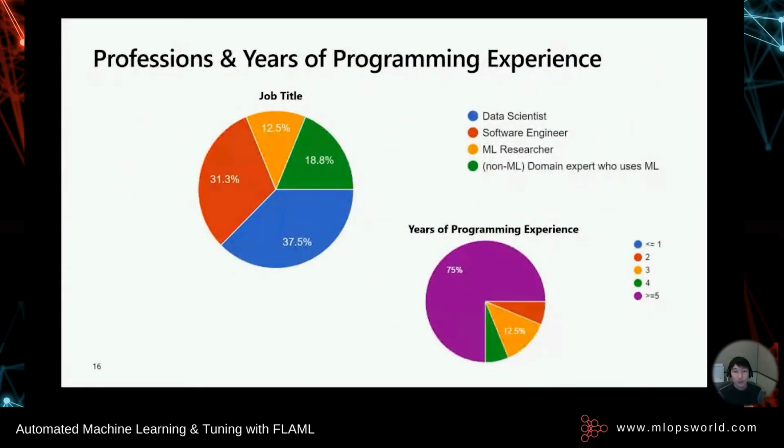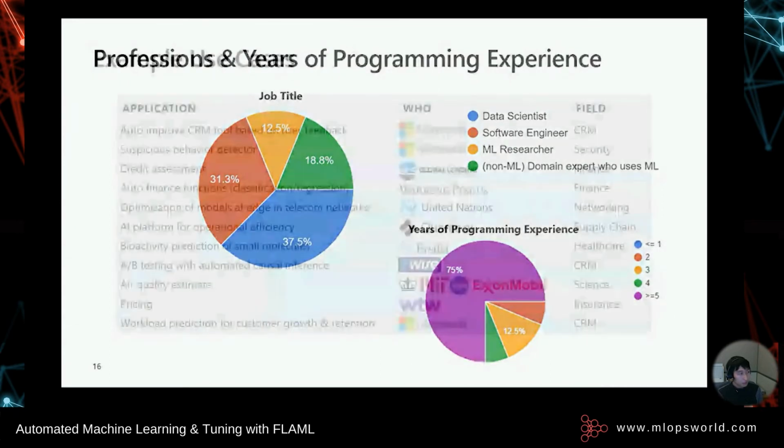What profession benefits from FLAML? The top two segments are data scientists and software engineers, followed by domain experts and machine learning researchers. Most of the users have at least 5 years of programming experience. There are also users who have merely 2 to 4 years of programming experience.